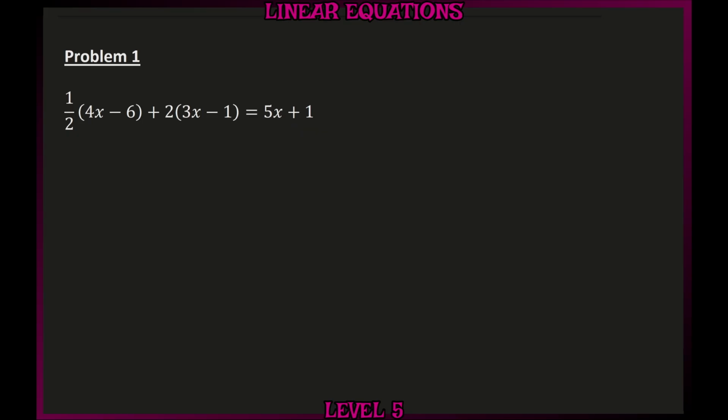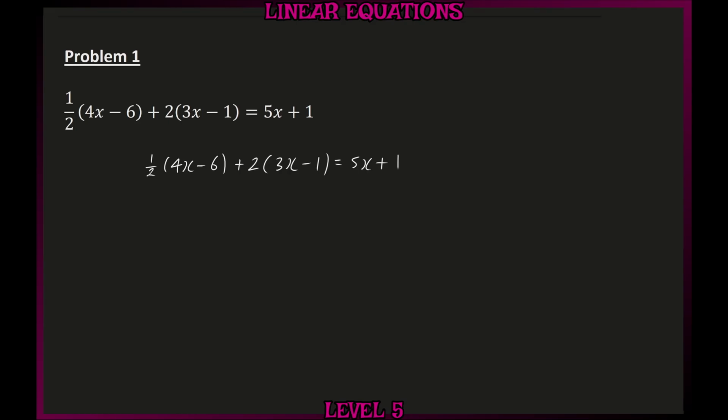In problem 1, we're solving the equation a half multiplied by 4x minus 6 plus 2 multiplied by 3x minus 1 is equal to 5x plus 1. Now to start, on the left hand side of the equation we've got some brackets, so we're going to expand these.